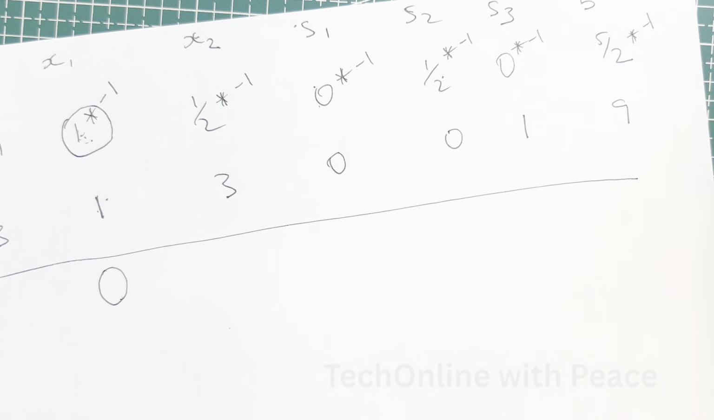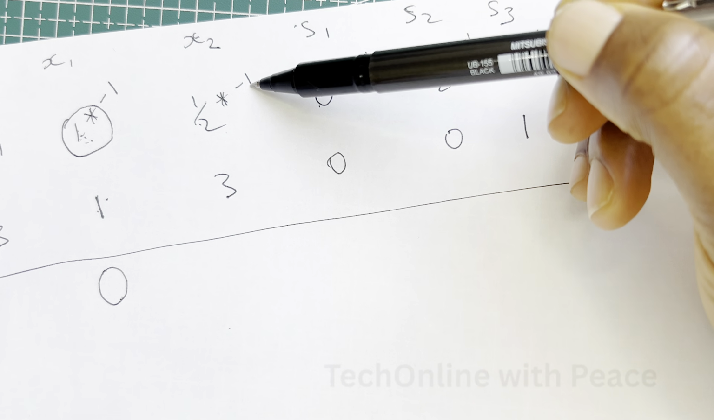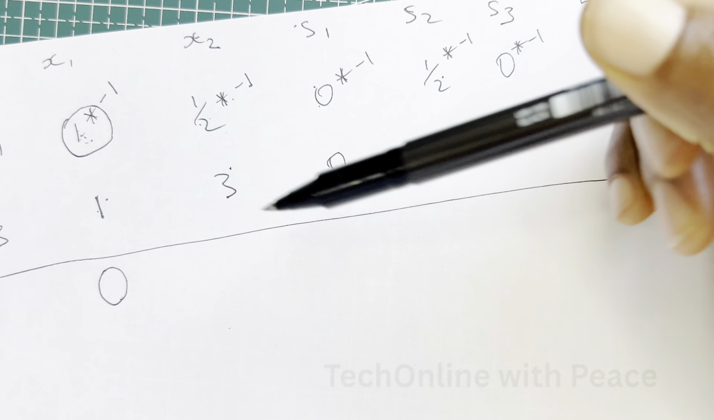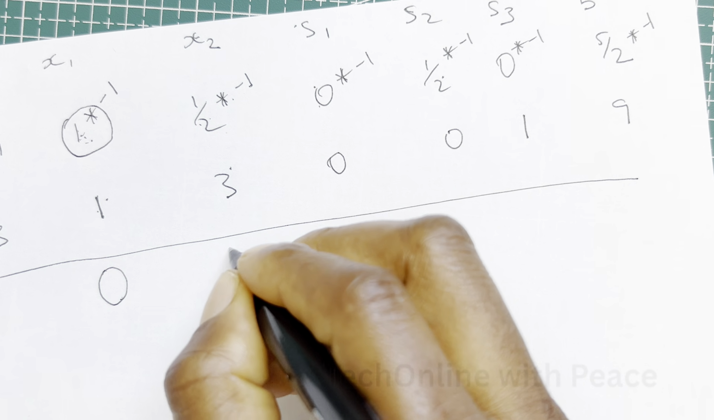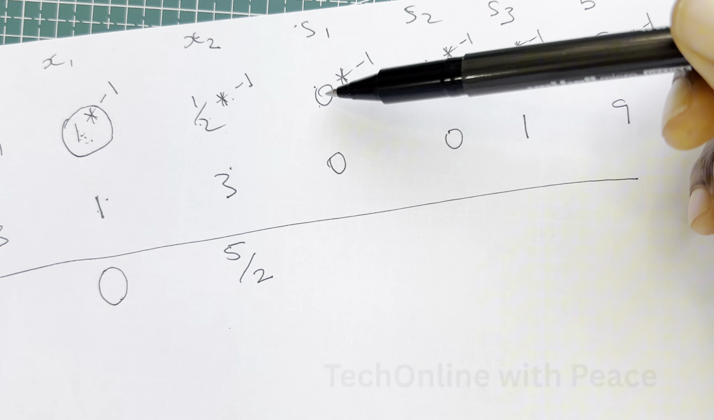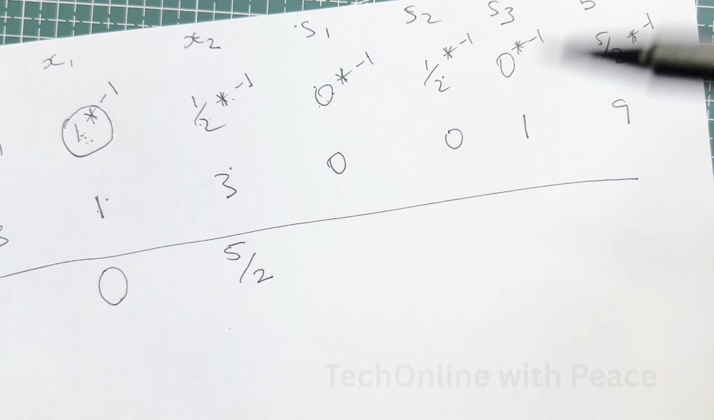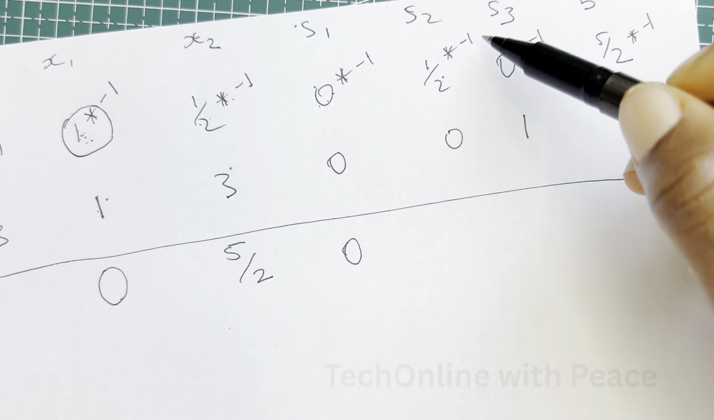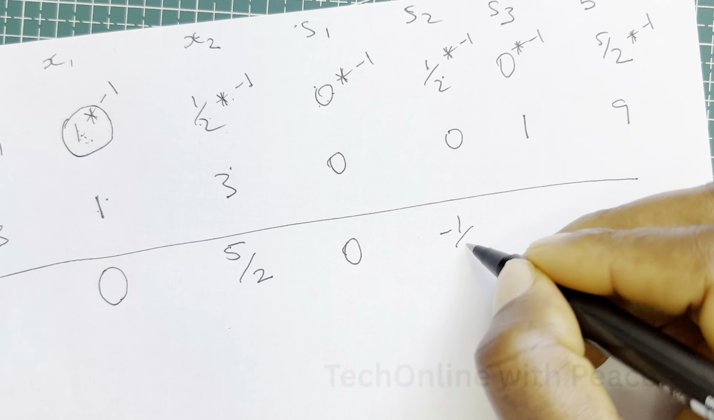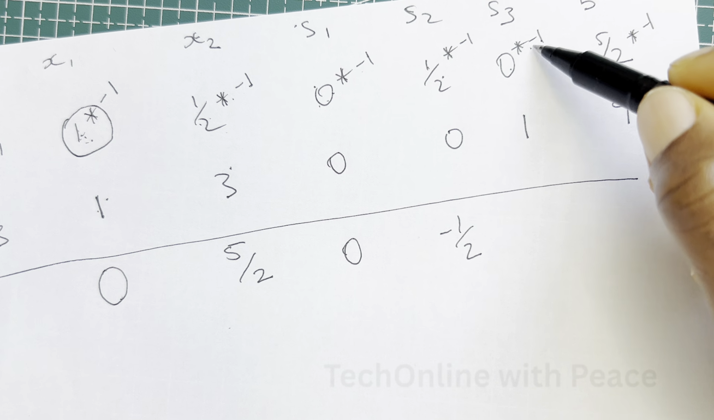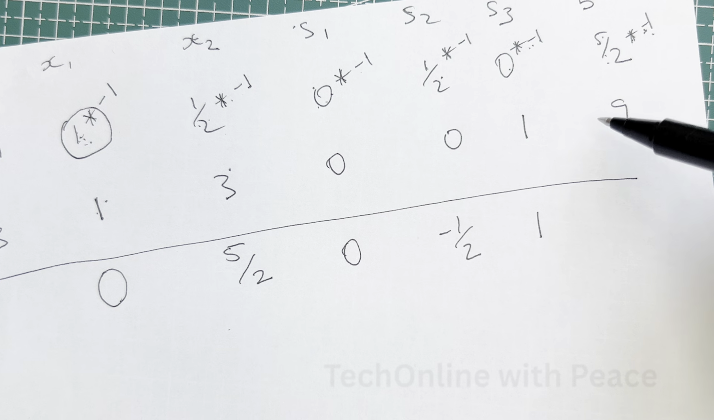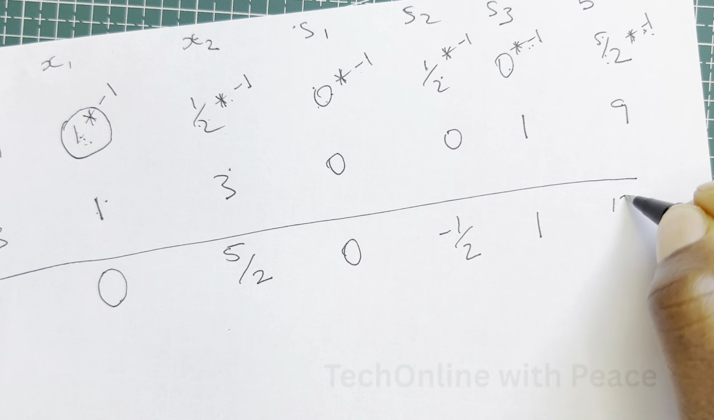We have 0 here. 1 over 2 times minus 1 is minus 1 over 2. Minus 1 over 2 here plus 3 will give us 5 all over 2. We have 5 over 2. For the second one, 0 times minus 1 is 0. 0 plus 0 is 0. Here, 1 over 2 times minus 1, we have minus 1 over 2 plus 0, minus 1 over 2. So 0 times minus 1 is 0. 0 plus 1, we have 1. 5 over 2 times minus 1, we have minus 5 over 2. Minus 5 over 2 plus 9, we have 13 over 2.